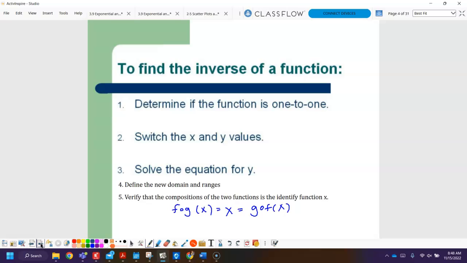So you first determine if the function is one-to-one, then you switch the x and the y values, solve the equation for y, and then find your new domain and range. You can always verify that they are inverses by doing their composites. The composites of two functions are inverses if and only if you get the identity function. So f of g of x equals x means they're the identity.